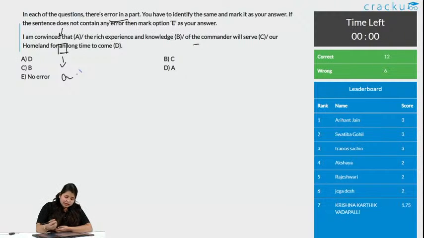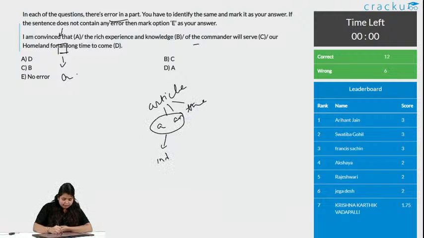Now, what is the article error? How many articles are there? There are 3 articles: a, an and the. These 2 are indefinite and this is definite.